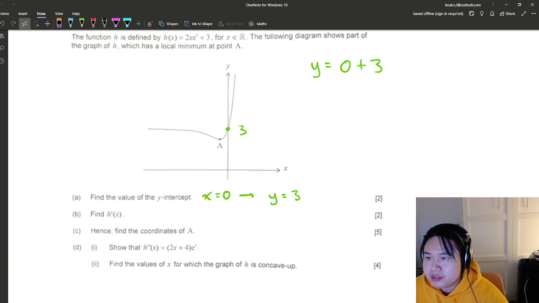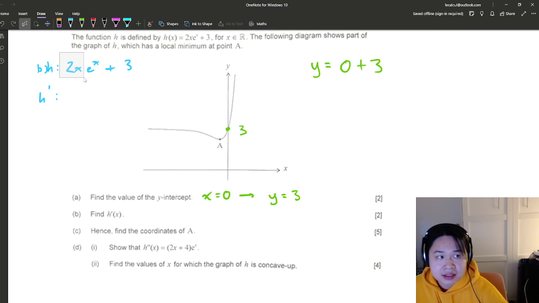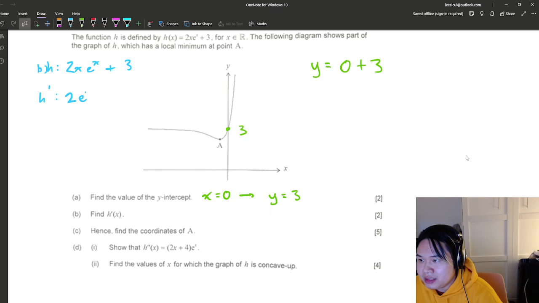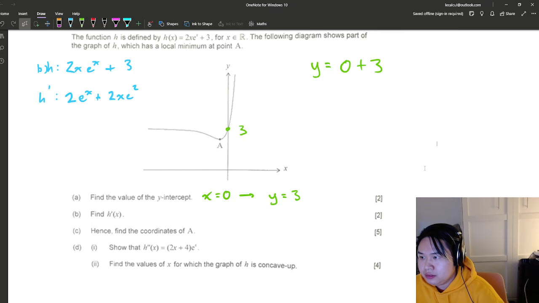Then you need to find the derivative. I'll write that one over here. Okay, if you want to take the derivative, there is a product rule, because you have this x being multiplied by e to the power of x. So we're going to use product rule. So derivative of 2x times e^x plus 2x times the derivative of e^x. And then we'll also need to take the derivative of 3, which is 0. So here is your derivative.